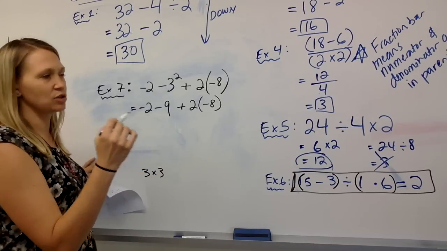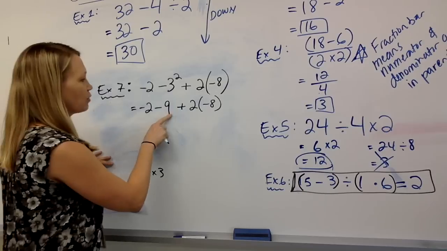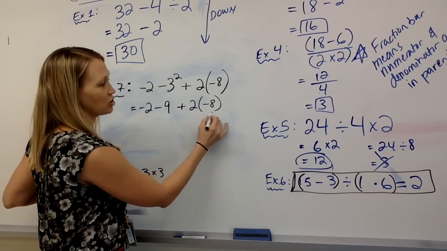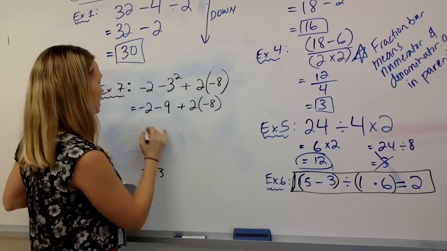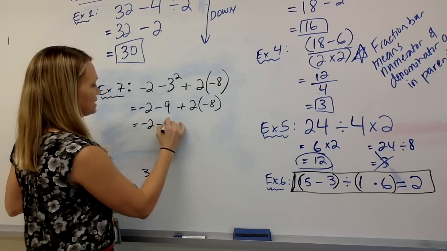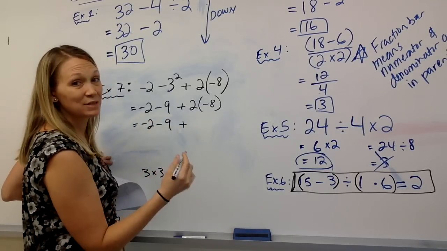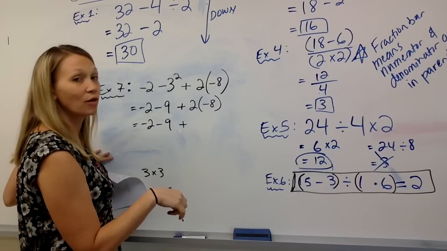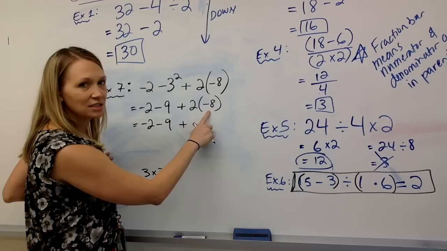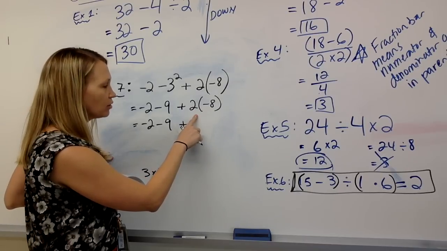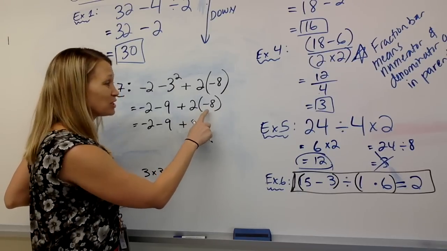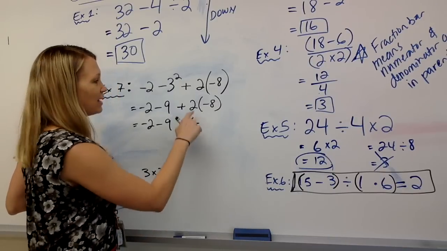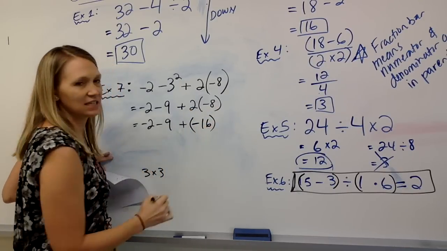PEMDAS: parentheses, exponents, multiply, divide. Do you see any multiplication or division here? Look carefully. I hope you see that this is actually multiplication, a number next to a parentheses. Negative 2 minus 9 plus, what is 2 times negative 8? Now our negative number rules come back to haunt us or to help us. It's a positive number times a negative number, so one of them is negative. I know my answer will be negative. Then I just take 2 times 8, 16. Negative 16 is my answer.